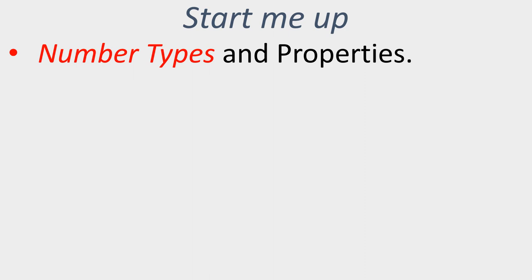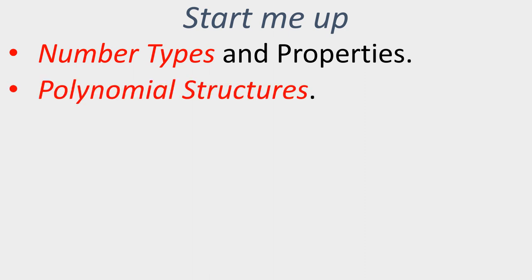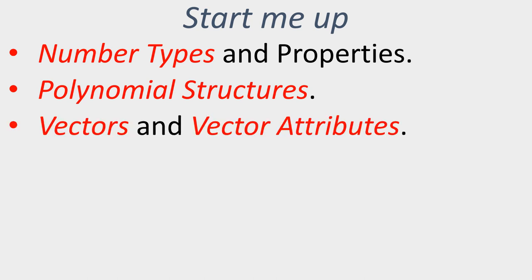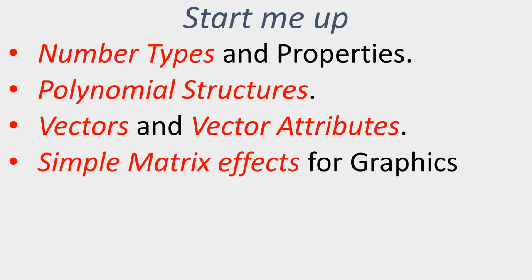So to begin with, we looked at number types, properties of numbers. We went on to look at polynomial structures, vectors and vector attributes. Finally, with that opening part, we looked at how basic graphics effects are realized as matrix vector multiplications.